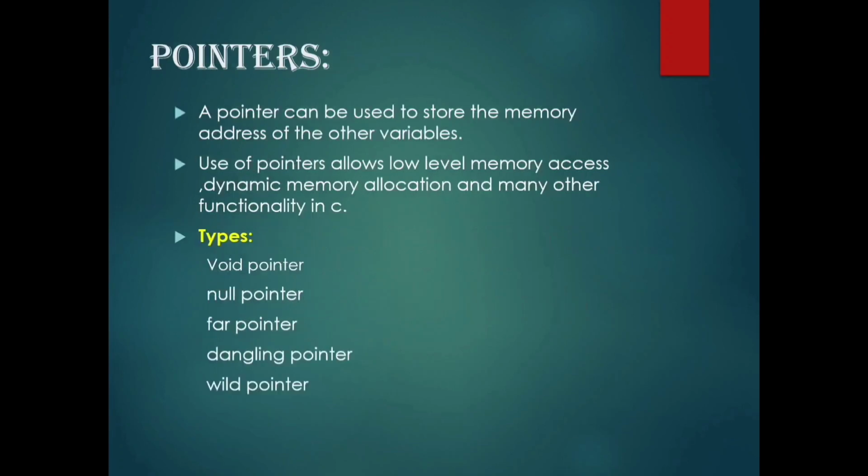So let us go through pointers. A pointer can be used to store the memory address of another variable. The use of pointers allows low level memory access, dynamic memory allocation, and many other functionalities in C. There are many types: void pointer, null pointer, wild pointer, dangling pointer, and so on.